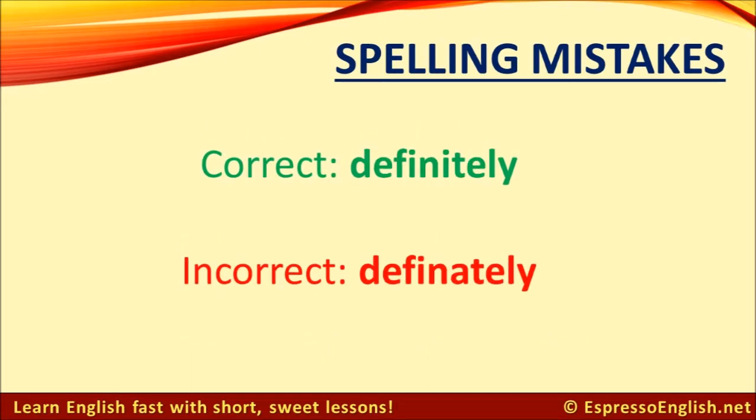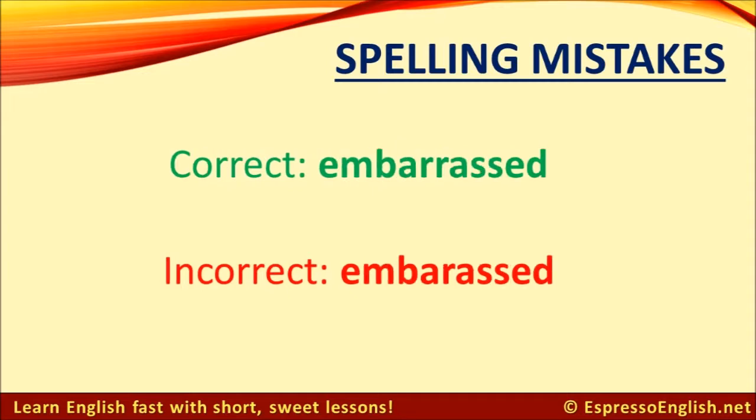Here's another word which you definitely shouldn't misspell. The word definitely does not have an A in it, okay? It's spelled with I's and E's, but not an A.